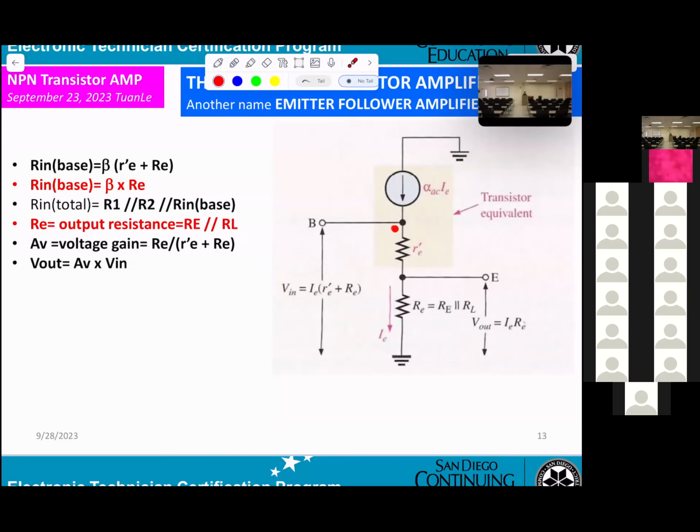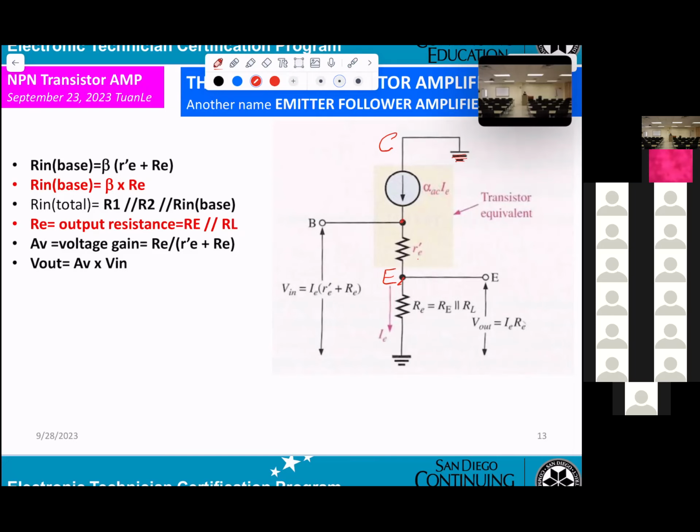This is the base. This is the emitter. This is the emitter here. And this is the collector. For the AC, collector route, that's why they call it a common collector. From the base to the emitter, remember, you get the R prime E.